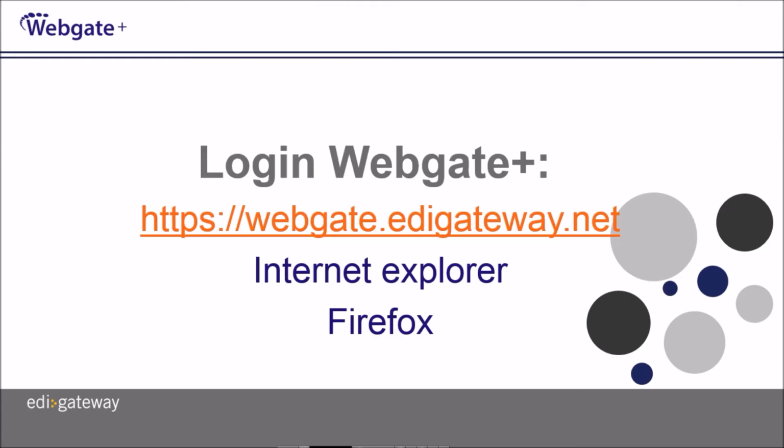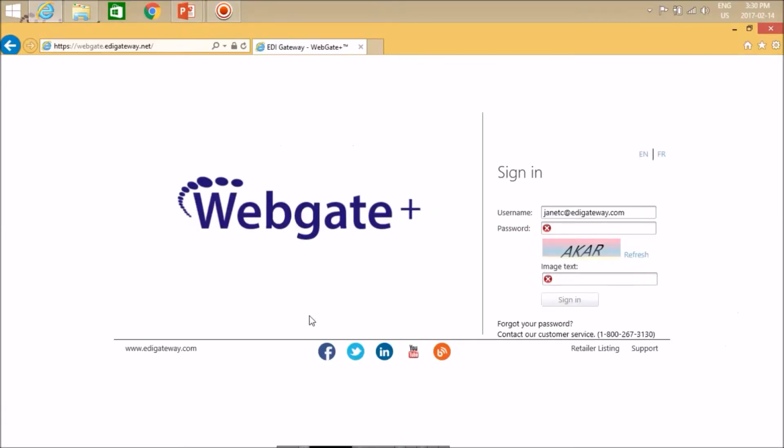First, log into webgate.edigateway.net by using Internet Explorer or Firefox. Our application is not compatible with Chrome or Edge. Enter the username and password assigned to you by our customer service department, or if you are already using the application, use your current username and password. Then enter the security code as seen on the screen.